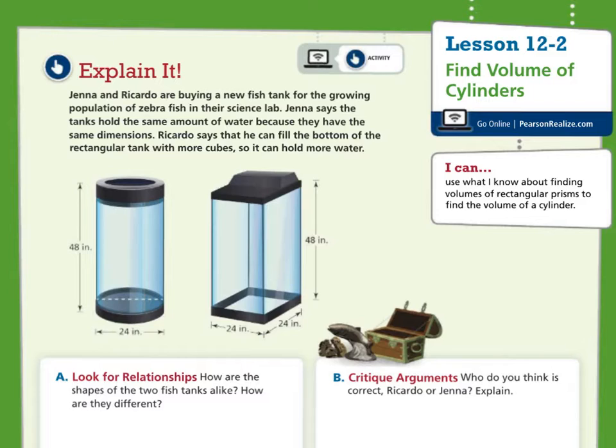Lesson 12-2, Find volume of cylinders. In this lesson, we aim to use what we know about finding the volume of a three-dimensional figure such as a prism, and apply that to finding the volume of a cylinder.